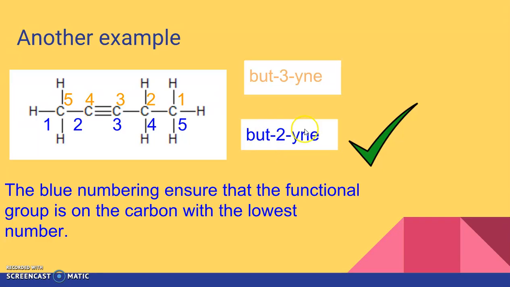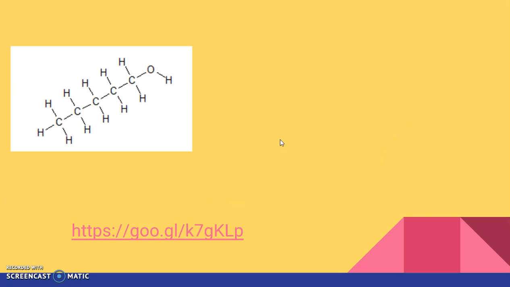What we have to know by now is where this -yne comes from. It's the homologous series telling me it's an alkyne. And where this 3 comes from, or the 2, let's work with the correct example. Where this 2 comes from, it tells me the position of the functional group. Okay, let's look at one more.